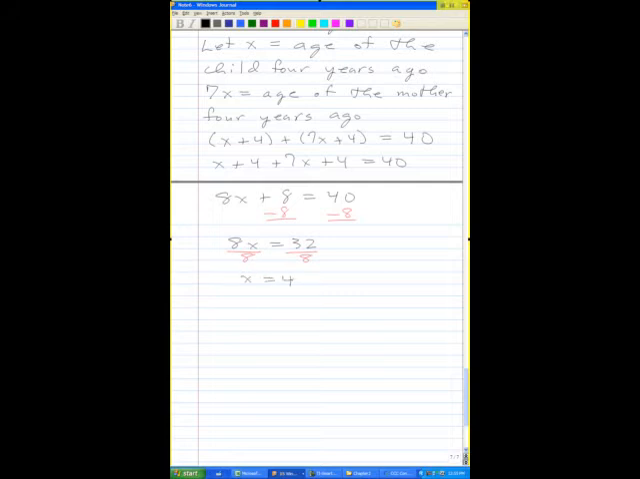But remember, x is the age of the child 4 years ago. So therefore, the age of the child currently is x plus 4, 8. The age of the mother currently, well, let's figure out the age of the mother. The age of the mother is 7x. That was 4 years ago. So her current age is 7x plus 4. So 7 times 4 plus 4, 28 plus 4 is 32.